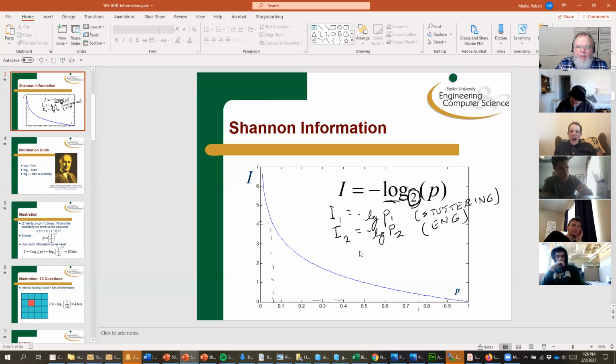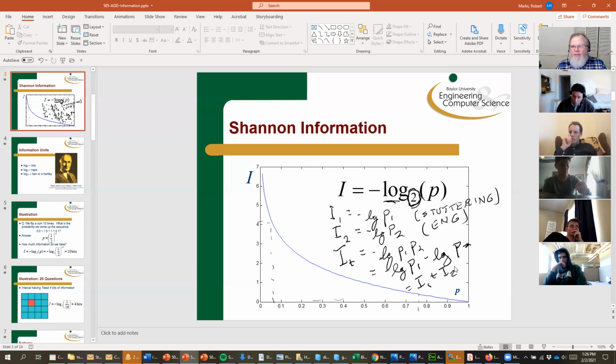What is the probability of being a stuttering engineer? It is P1 times P2, right? Since they're independent events. But that's equal to minus the log of P1 minus the log of P2, which is equal to I1 plus I2. So if we have independent events, the information from the independent events adds. So we've established that the second axiom is true. Kind of cool.